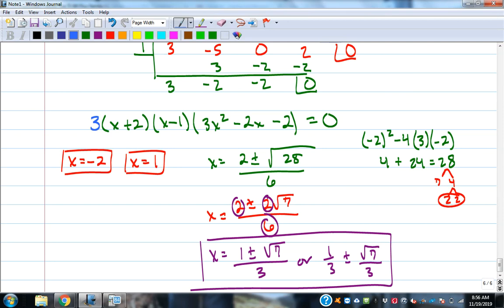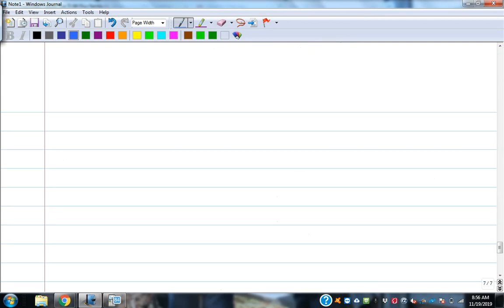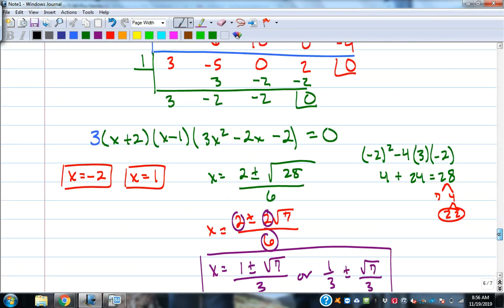Some of them are long. It just takes a while sometimes to work through these, but it's doable. Let's look at this one here. Last one of the day.